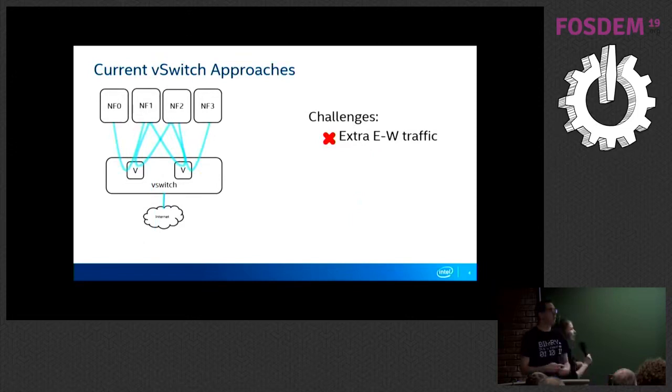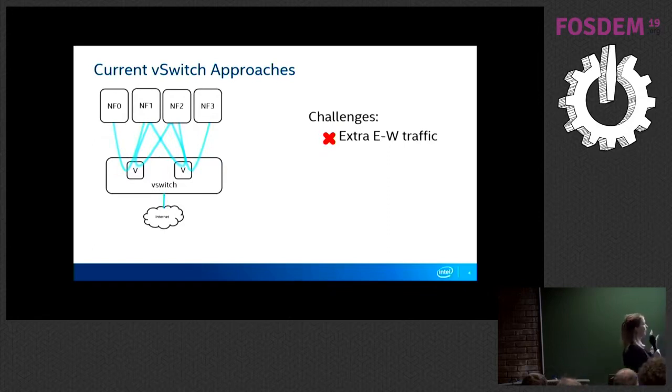Okay, so how do we switch east-west today? Current approaches to vSwitching typically use a centralized model whereby a dedicated number of cores are nailed up and essentially reserved for the sole purpose of virtual switching. So for example, in this diagram here, we've got 2 of those nailed up vSwitch cores servicing 4 network functions.